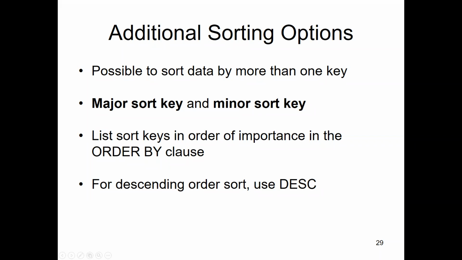Now we talk about a minor and a major sort key. Major means it's the one that we do the first sort. So we can do two sorts in the same SQL statement, in which case the first sort, we call that the major sort. It'll be sorted on that. And then the second sort is the minor sort, will be sorted within the first sort.